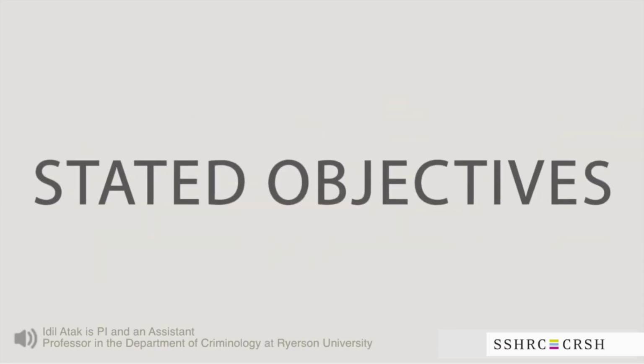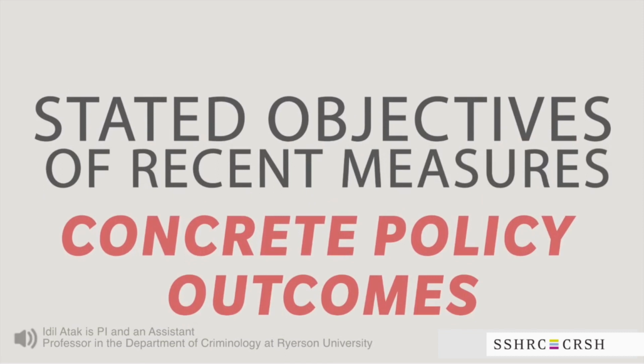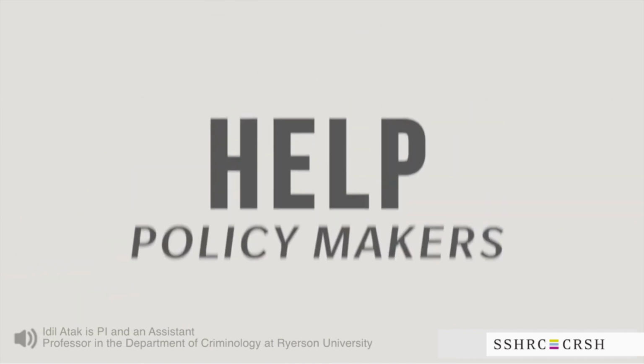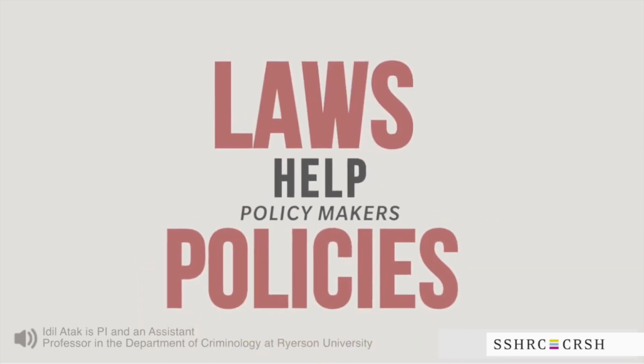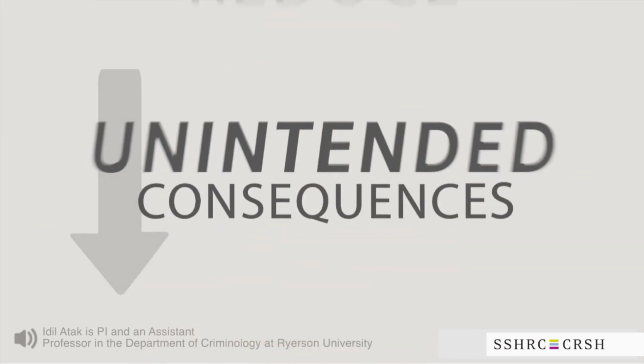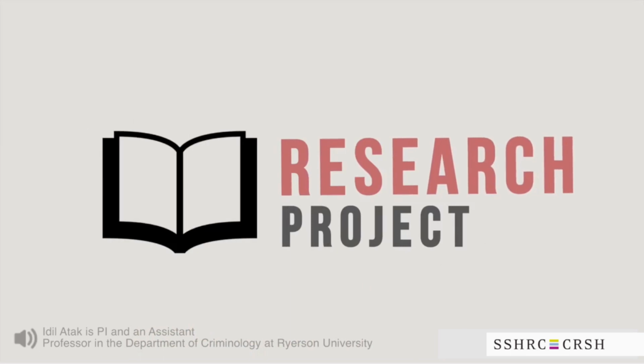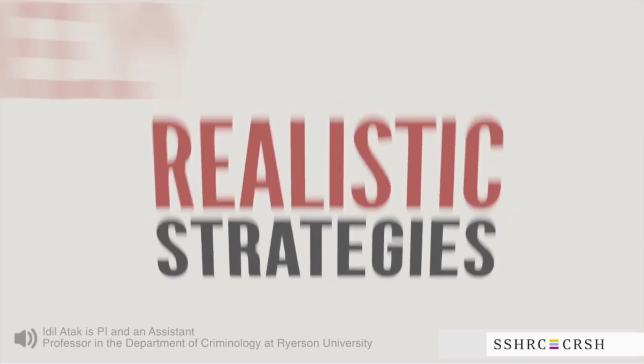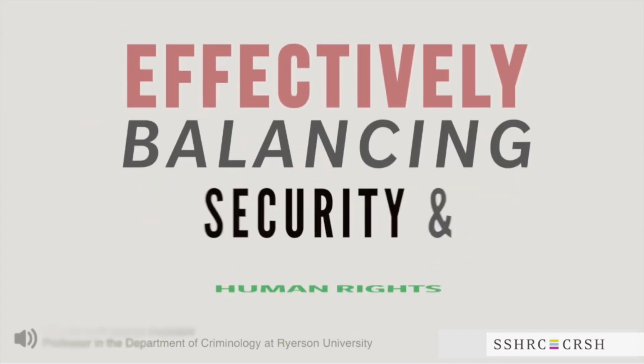Our project is still at an early stage. It will determine gaps between stated objectives of recent measures and their concrete policy outcomes. We want to help policymakers improve relevant laws and policies and reduce unintended consequences. Ultimately, our research project will allow identification and sharing of realistic strategies for more effectively balancing security and human rights.